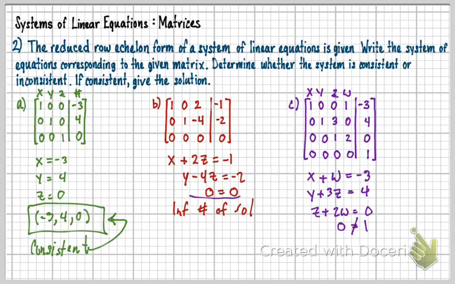And remember, our previous one said 0 does equal 0. So that was a true statement. 0 does equal 0, so that means I have an infinite number of solutions. And this one means I have no solution. So if I have no solution here, then that tells me it's inconsistent. And because it says if it was consistent, give the solution, I don't have a solution here, so there's no solution. And I should write no solution for this one.